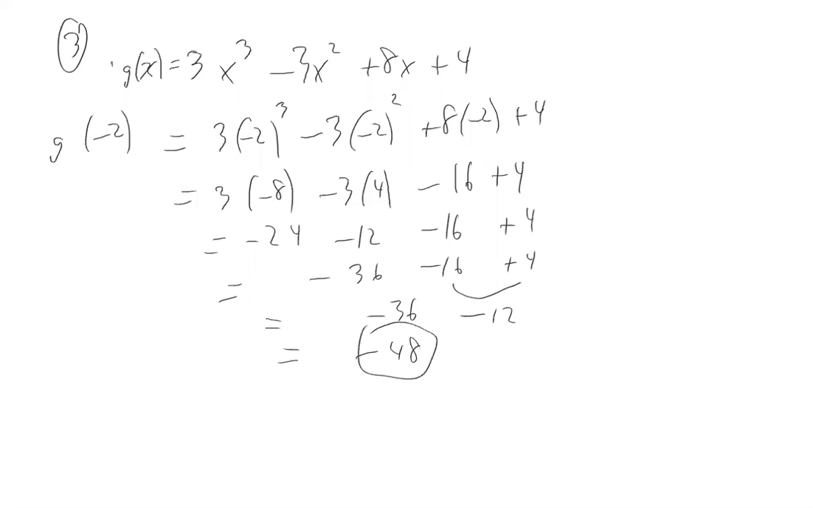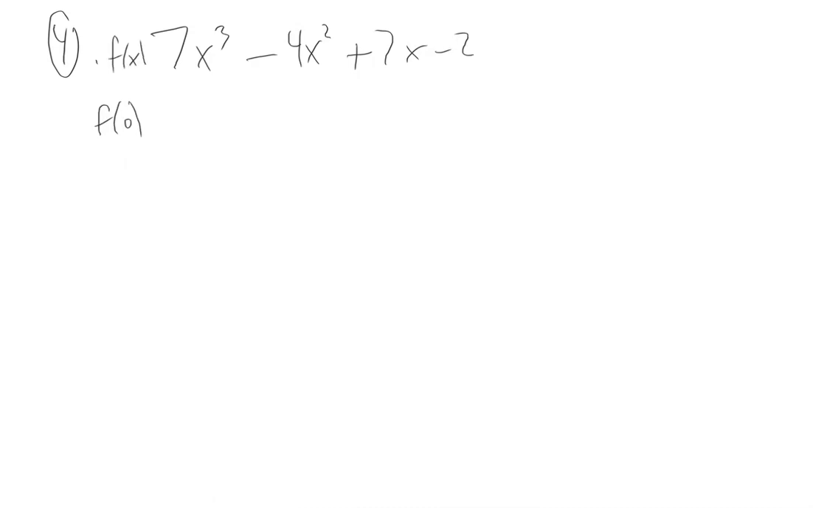Now let's try problem 4. So problem 4 says 7x cubed minus 4x squared plus 7x minus 2. Find f of 0. So if that's f of x, then f of 0 just means plug in 0. But see, if you plug in 0 into all of those x's, they'll all just be zeros. So you'll just have 0, 0, 0, minus 2. So the answer is just negative 2.